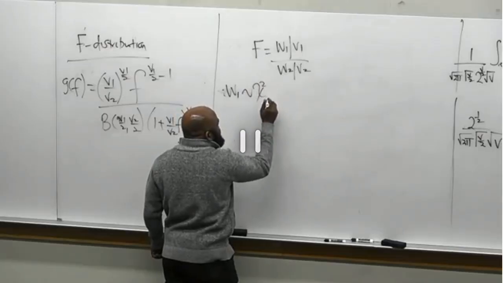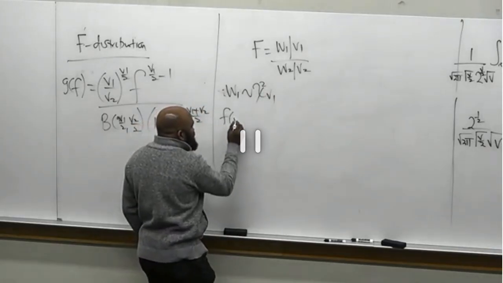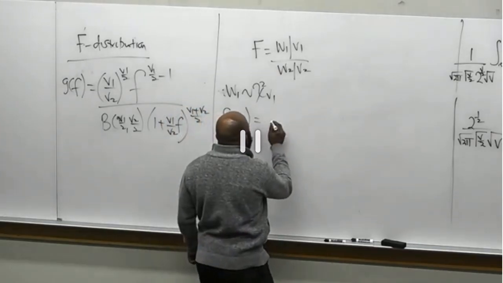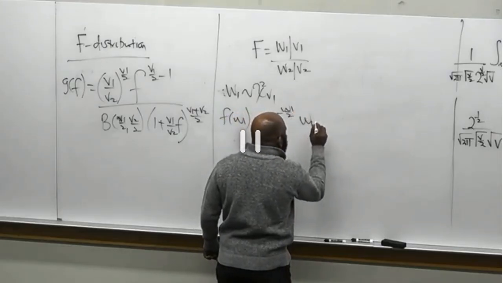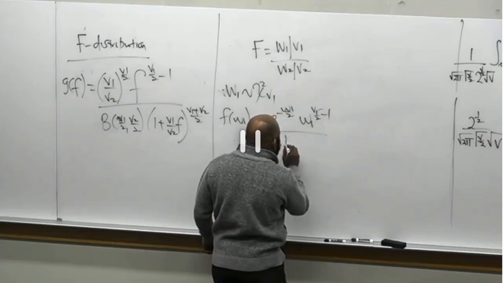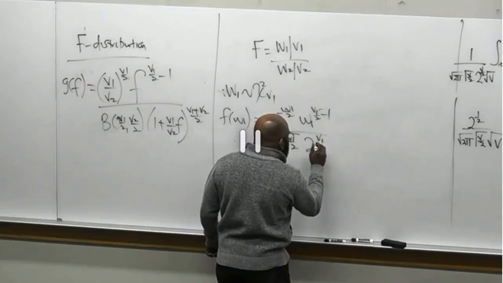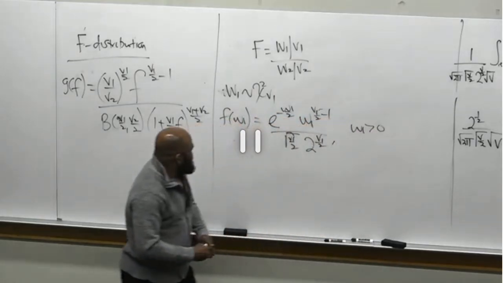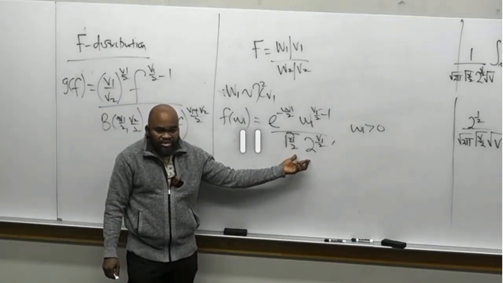follows a chi-square distribution with V1 degrees of freedom. So what is f of W1? I want to write the chi-square distribution now. That will be exponential raised to the power minus W1 over 2, times W1 raised to the power V1 over 2 minus 1, divided by gamma of V1 over 2 times 2 raised to the power V1 over 2, for W1 greater than 0. This is a chi-square distribution.